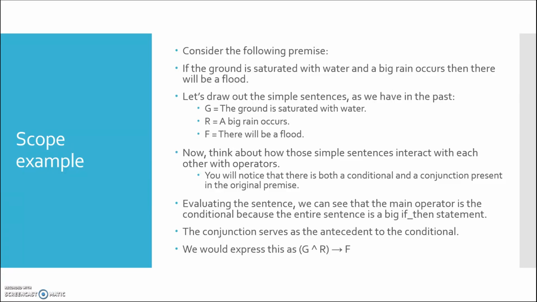And if we evaluate it further and kind of zoom out, we can see that the main operator is the conditional because the entire statement is a big if-then statement. The conjunction serves as the antecedent to the entire conditional, being if the ground is saturated with water and a big rain occurs. That's the first part of the larger sentence. We would express this as such: open parentheses, G and R, close parentheses, arrow, F. It's kind of difficult to read that out loud, by the way.